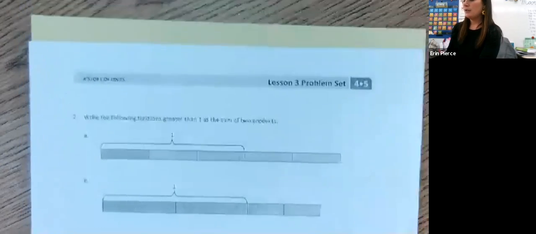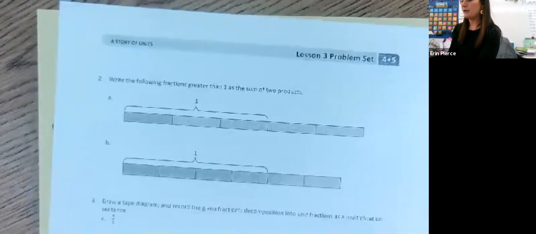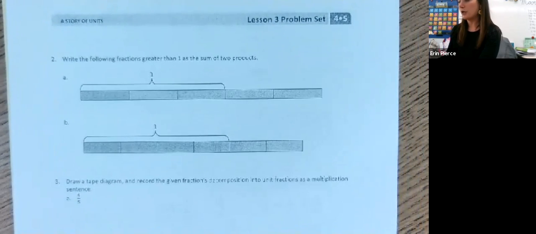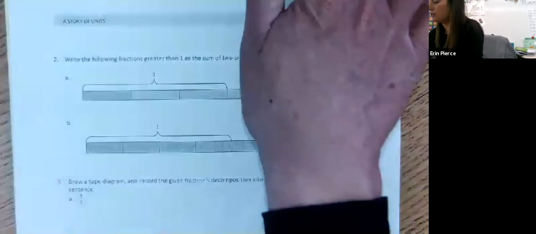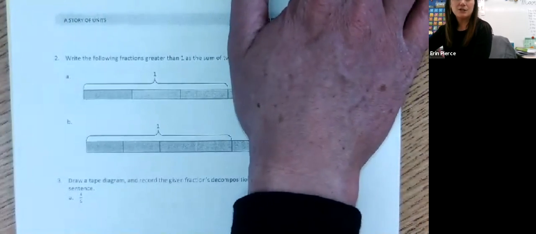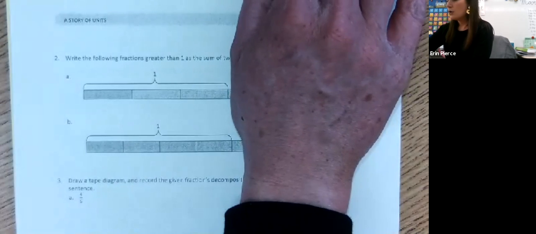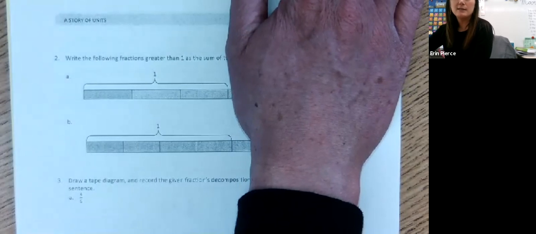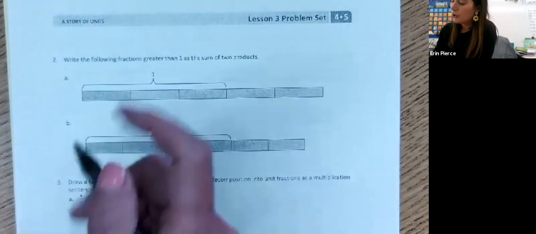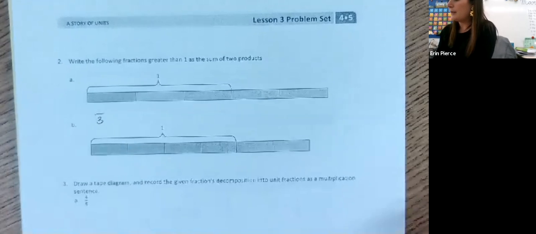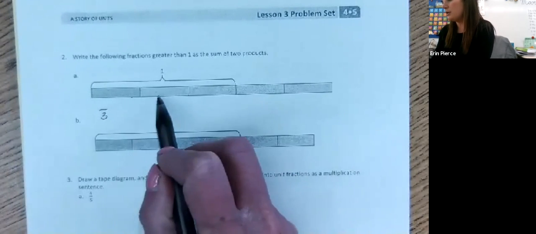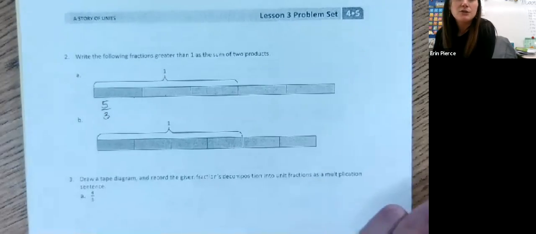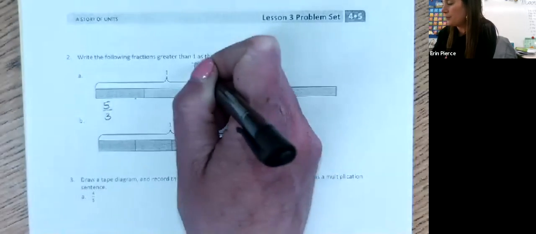Now, the second one, write the following fractions greater than 1 as a sum of 2 products. So I'm going to do the first one for you. So remember, as a hint to show what unit it is, we have to cover where the 1 stops, and I can see that there's 3 equal parts. So I have thirds, and how many thirds do I have? I have 1, 2, 3, 4, 5. I have 5 thirds.